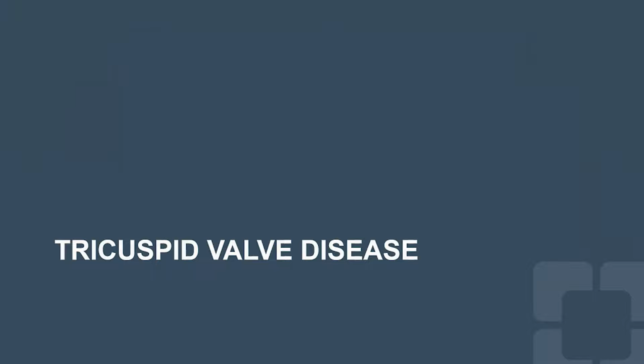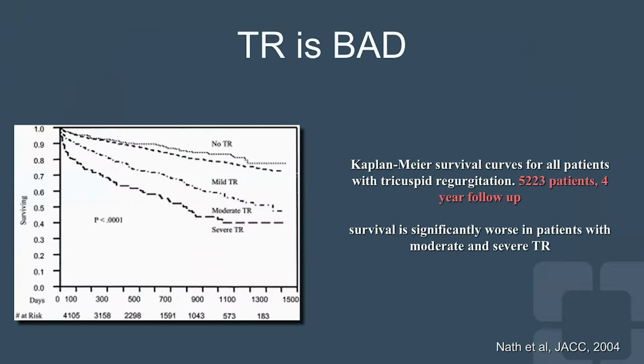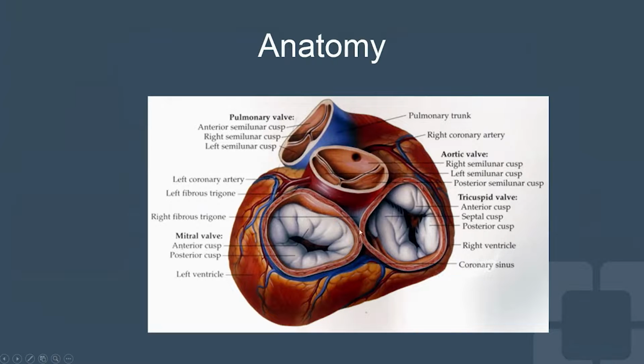So next I'm going to talk briefly about tricuspid valve disease. We know that tricuspid valve disease is bad. This paper from Jack from 2004 shows that the more degree of tricuspid regurgitation you have, the worse the long-term outcome. Now, the tricuspid valve has 3 leaflets. You have the anterior leaflet, you have the posterior leaflet, and the septal leaflet.